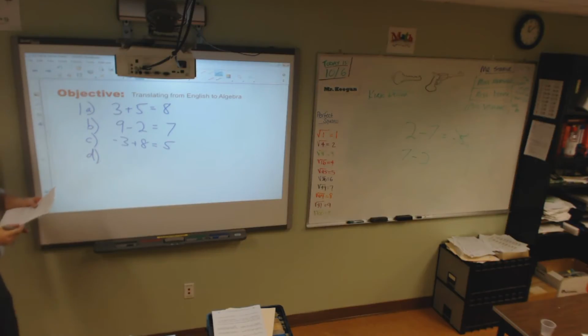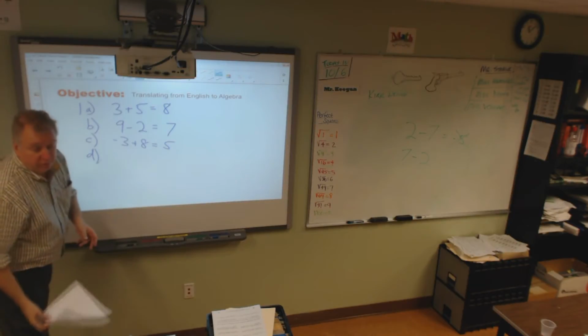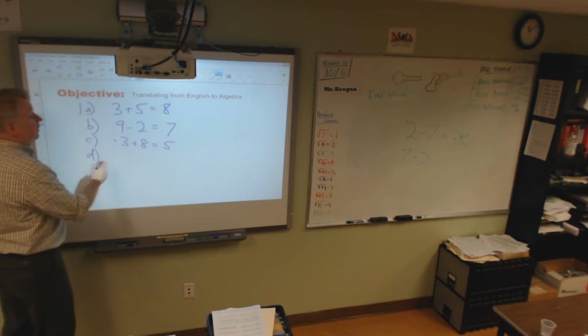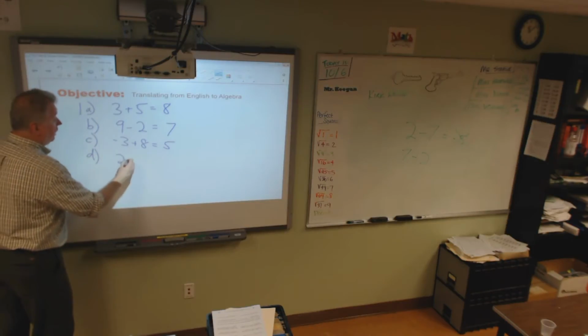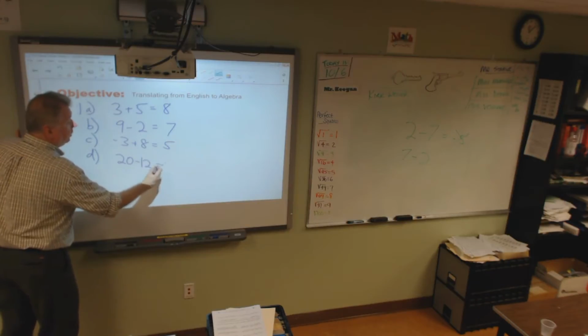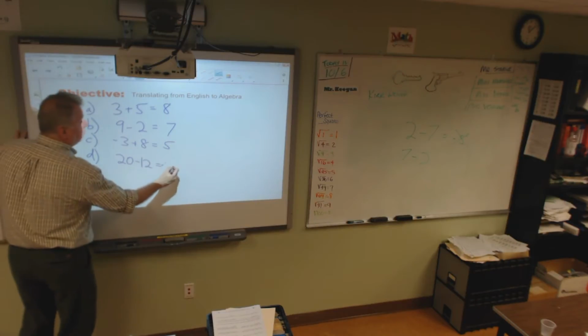D, write a calculation and result that represents the difference of 20 and 12. Difference is which operation? Subtraction. So now, here you actually don't have to flip the order. It's only when they say less than. So 20 take away 12 is equal to 8.